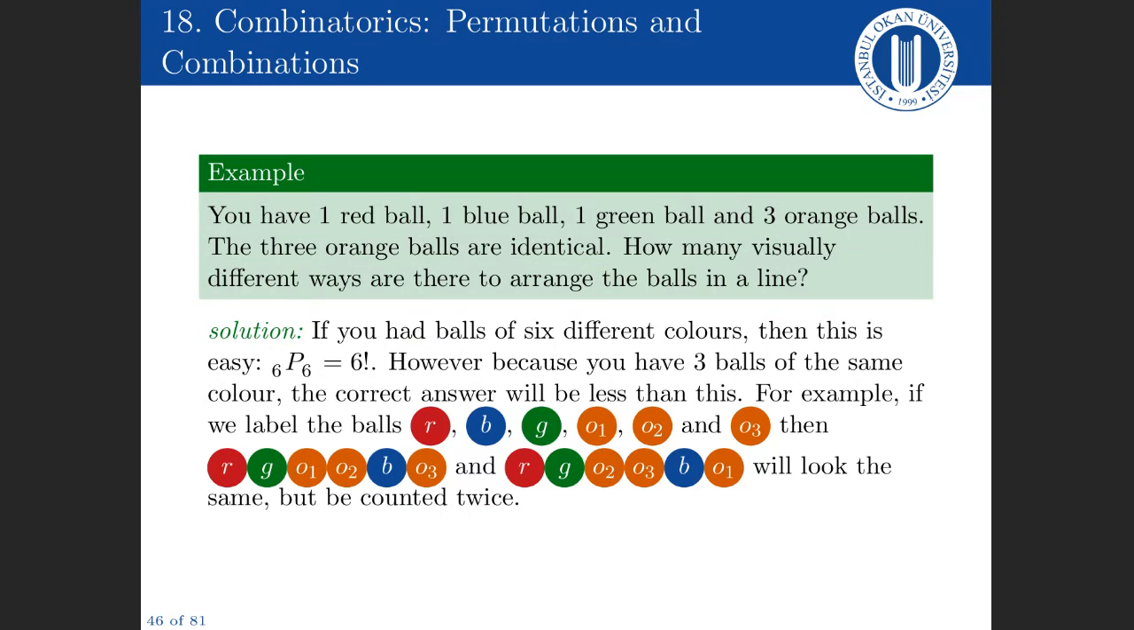You have 1 red ball, 1 blue ball, 1 green ball, and 3 orange balls. The 3 orange balls are identical. How many visually different ways are there to arrange the balls in a line?